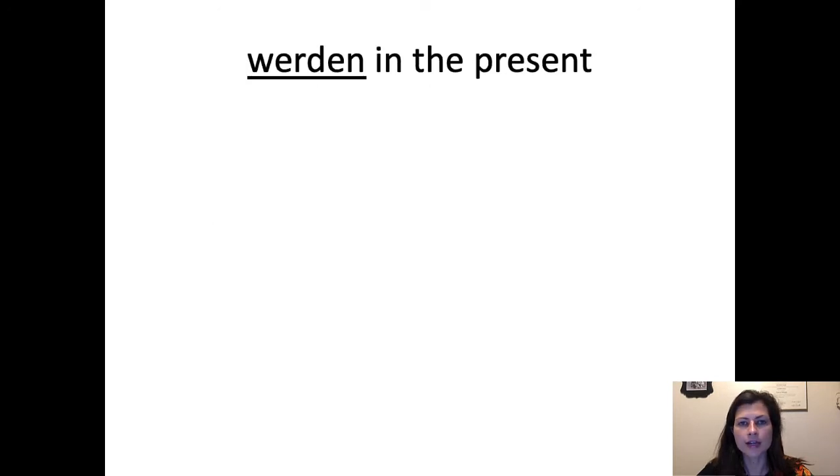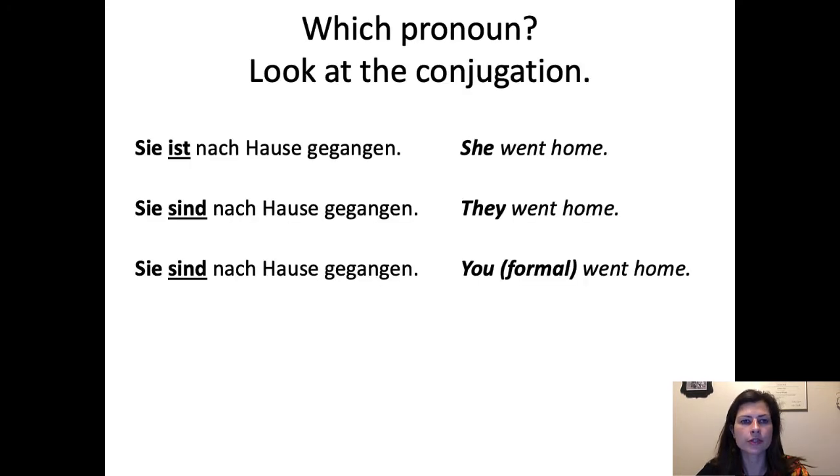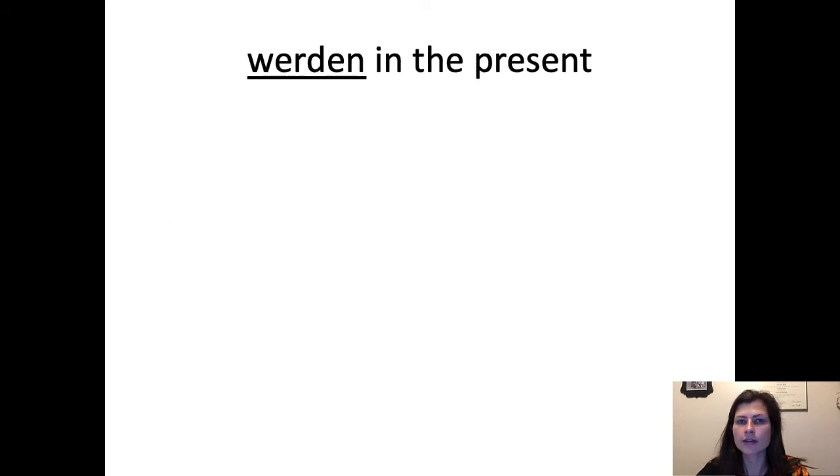And then werden also is used to make different compound verb tenses, right? We were using haben and sein to make the perfect just now, and werden is used to make the future and the passive. So werden on its own just means to become. If it's the only verb in the sentence, it's to become. But if you add it to infinitives, then it's the future. And if you add it to a past participle, then it's passive.